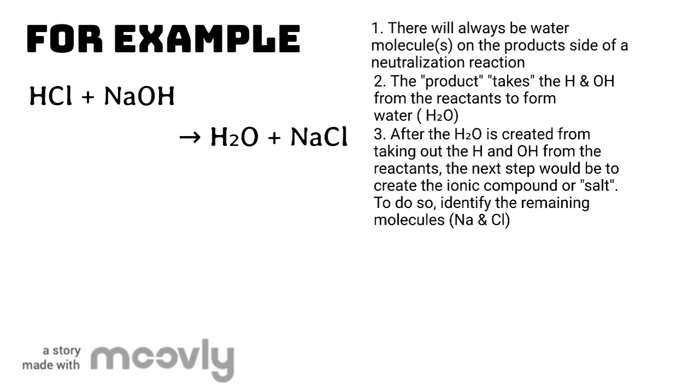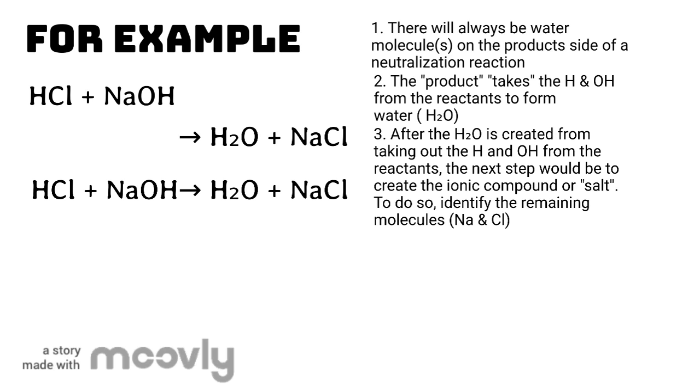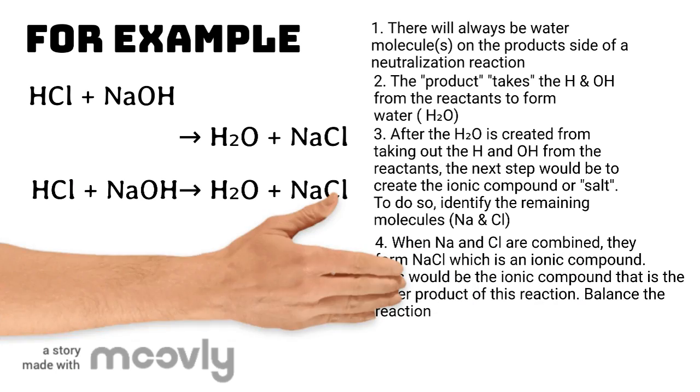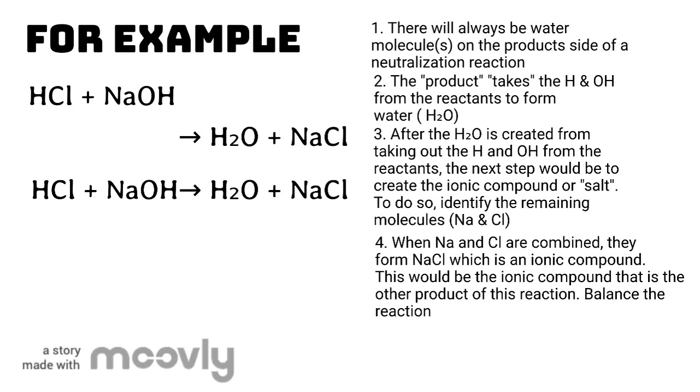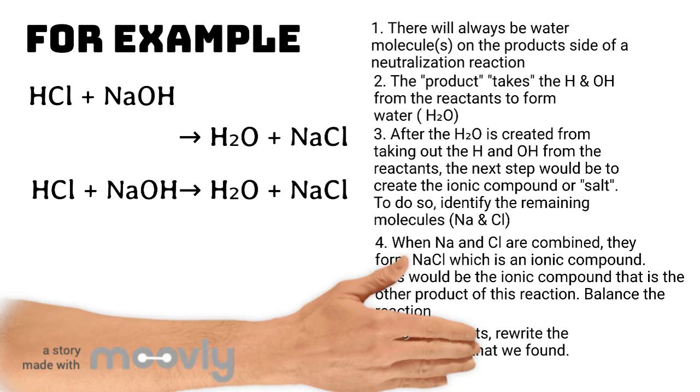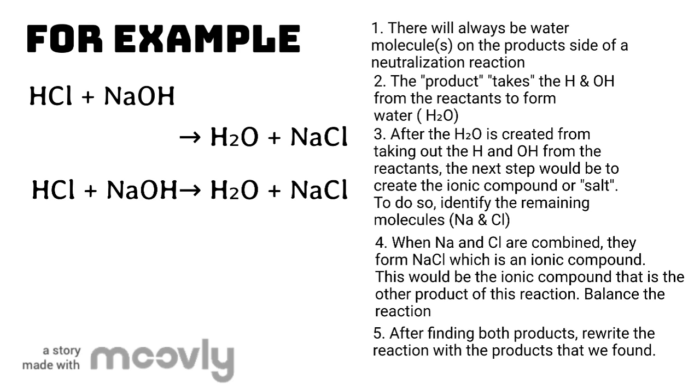To do so, identify the remaining molecules. Step 4. When Na and Cl are combined, NaCl, which is an ionic compound, is created. And then you must balance the equation. Step 5. After finding both products, rewrite the reaction with the products that we found.